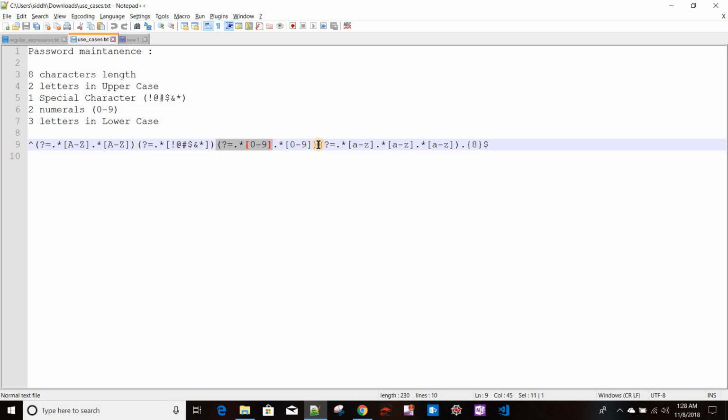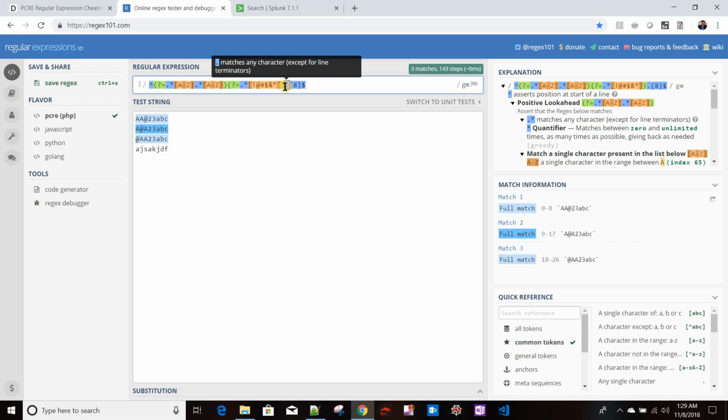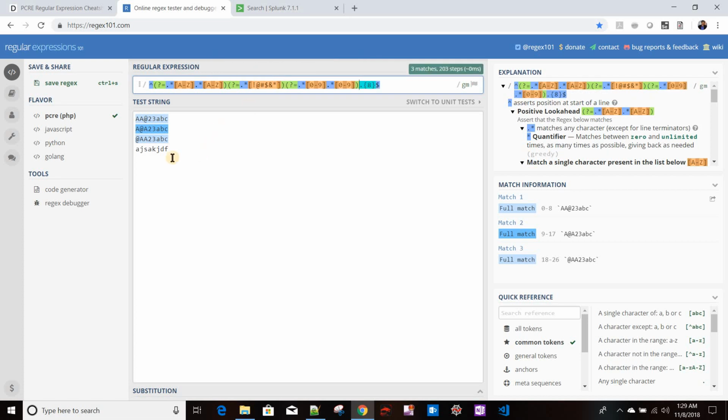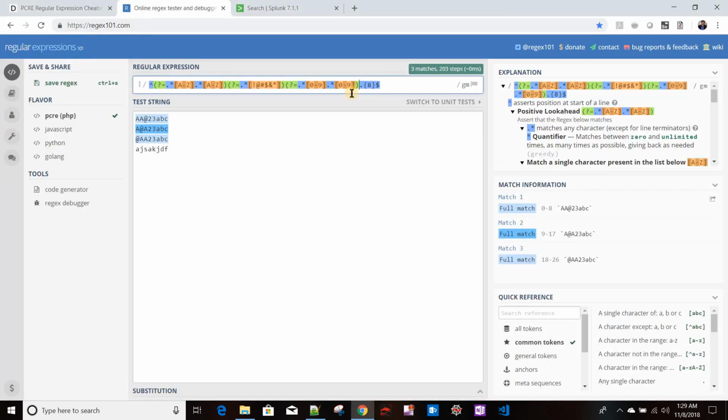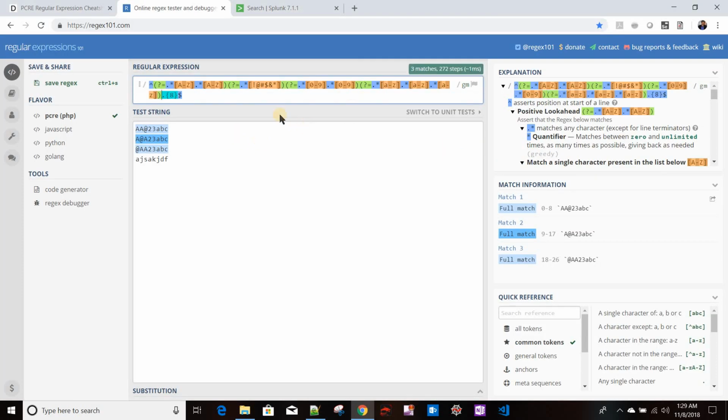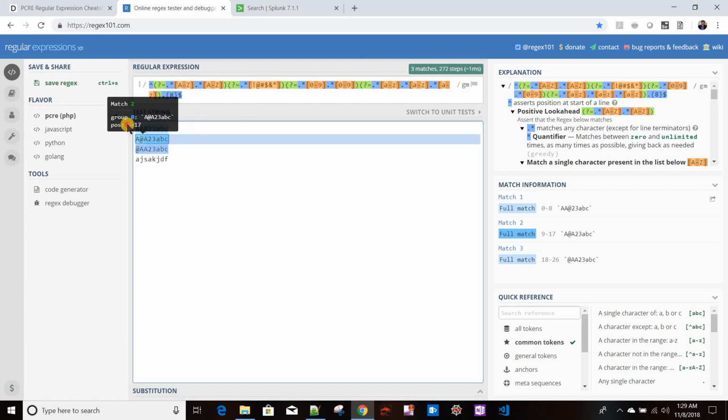Then I have two numerals, that's why 2 times. If you see, these passwords are matching, this is not matching. And then I have three lowercase letters, a similar concept. So this full regular expression is matching this password, which means these passwords are valid, and this password is not. This is how you use regular expressions to determine anything.